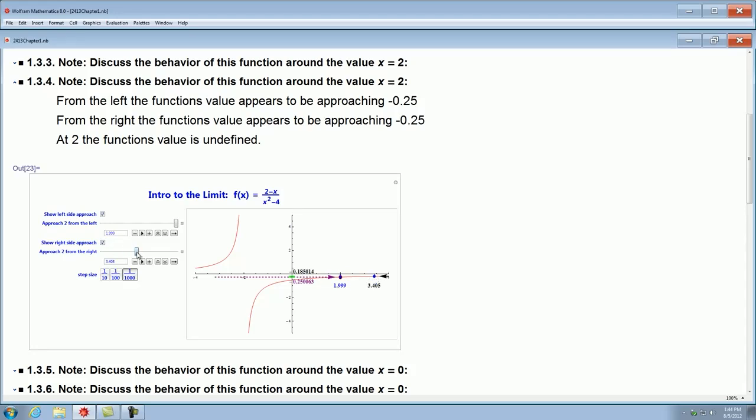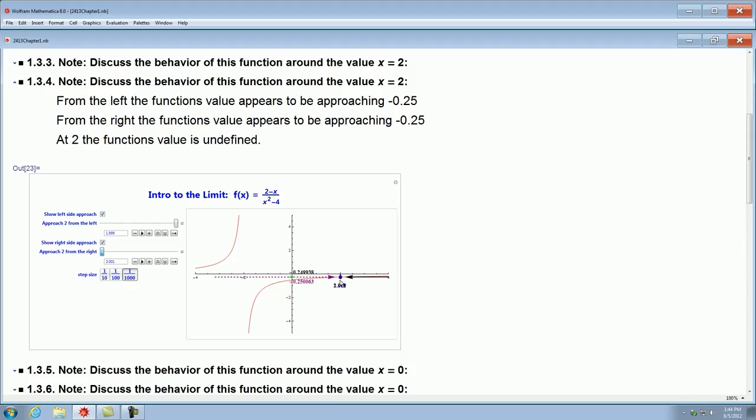And as I start coming in closer and closer to 2 from the right, it also appears to be approaching, oh, I went too far. It appears to be approaching -2.5 again from the right. I'll go finer here. So I'm at -2.493. So go a little finer. That's as close as I can get without actually being there. -2.4993. So really close to -2.5 when I come in from the right. Really close to -2.5 when I come in from the left.